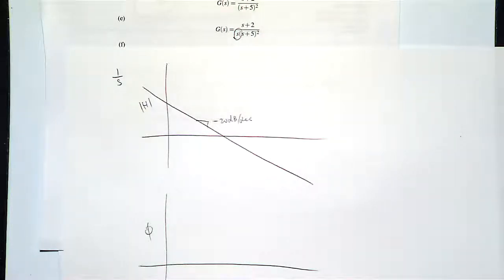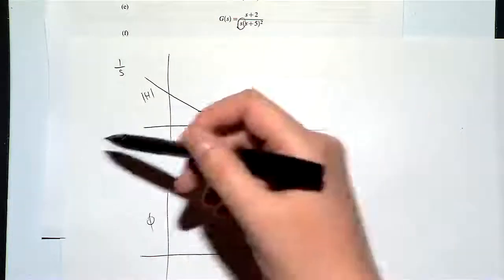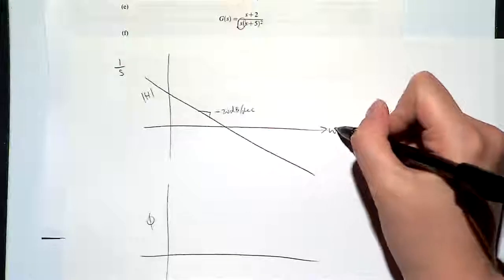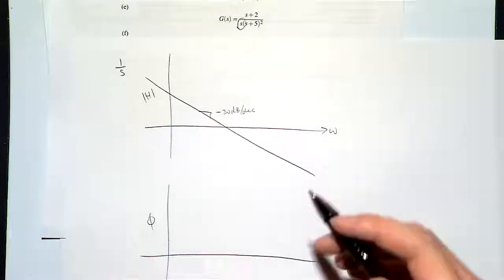And something more importantly, where do you cross the x-axis, the horizontal axis, the frequency? 1, right?